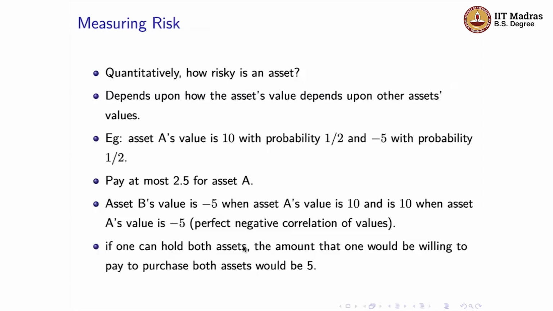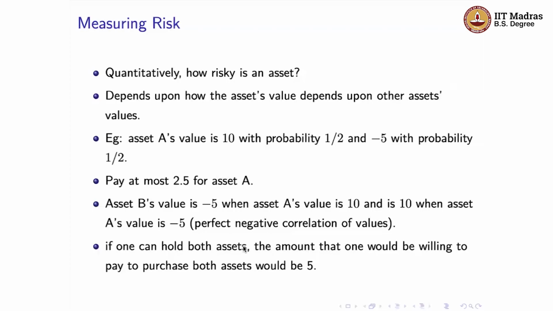And in fact, if you are risk averse in the sense that you do not go by just the expected value, then we can go through our analysis and argue that 2.5 is the most you are going to pay. And if you are strictly risk averse, then you are definitely going to be paying less than 2.5, right, for this asset. Let's consider another asset B, which also has a payoff of 10 with probability half and minus 5 with probability half. So again, you are not going to be paying more than 2.5 for this asset B.